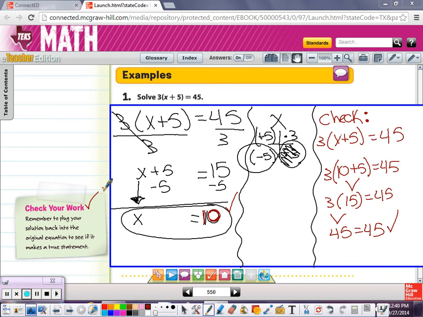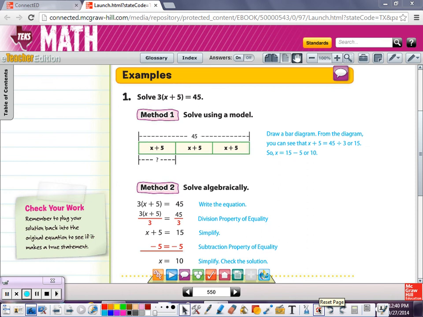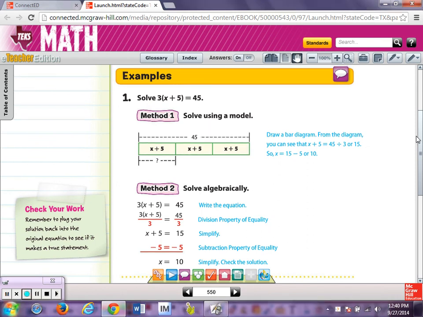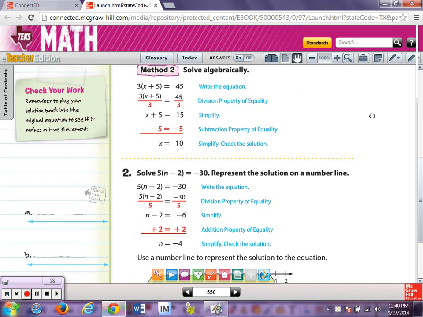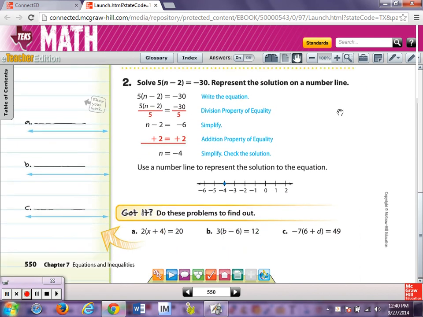Let's go ahead and continue on with the next example. I'll clear my screen out. And notice that they do ask us to use a model, but I'll show you how to do that at a later time in class. So for now, let's just worry about showing the work and working algebraically.